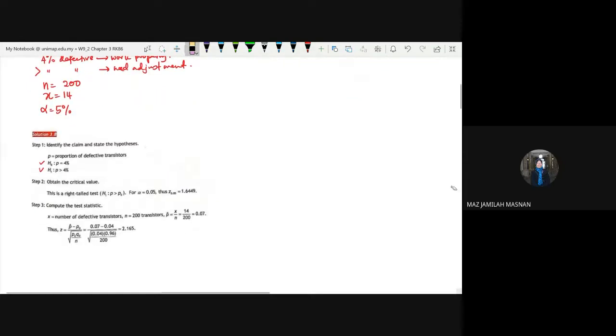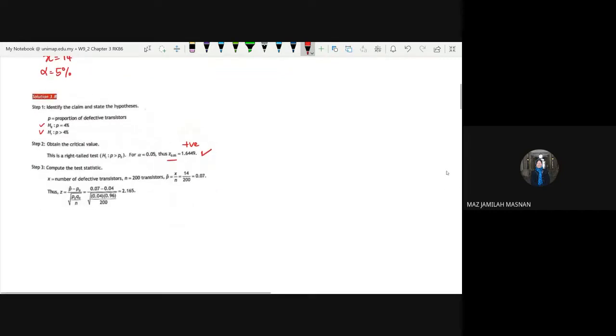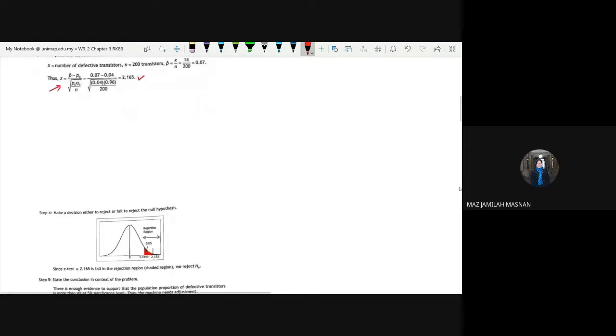Now, second, find the critical value. The critical value for this particular case, proportion, will always use the Z. So for alpha 0.05, you get 1.6449. Because this is a right tail test, it will be positive. Third, compute the test statistic. In this case, the test statistic uses this particular formula. If you put everything together and calculate everything correctly, you get 2.165 as your Z value.